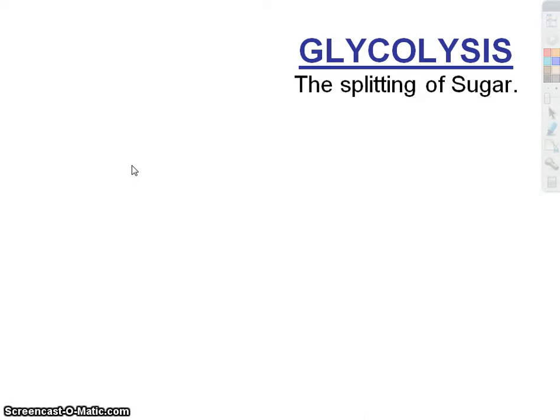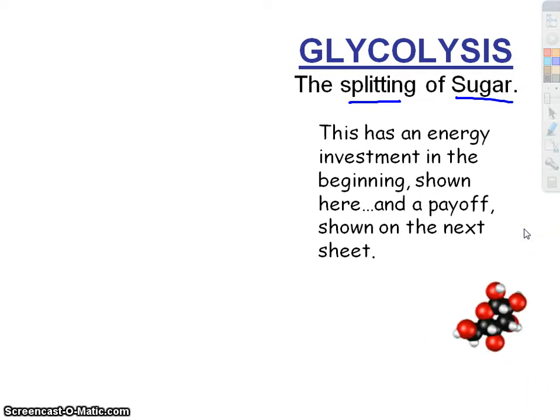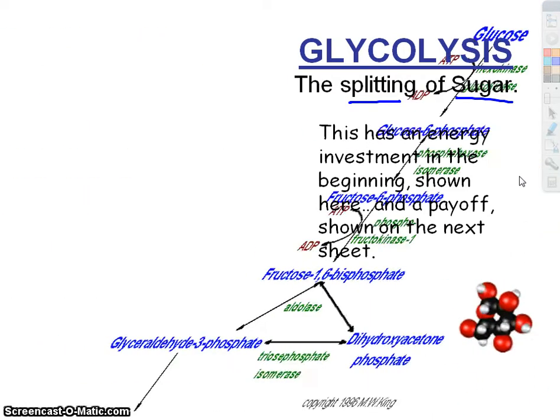Glyco refers to what? Sugar or glucose, and lysis means to break. So literally, glycolysis is just the splitting of sugar. That's all that's going to happen. But instead of happening in 1 step, it's going to happen in a series of like 8 steps. So this diagram is showing you the first few steps of glycolysis over here.